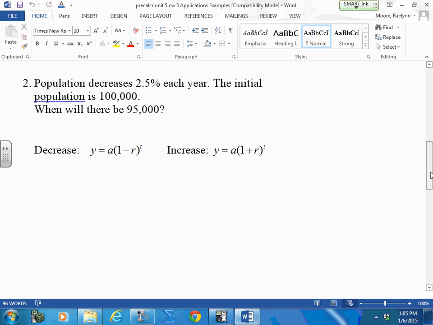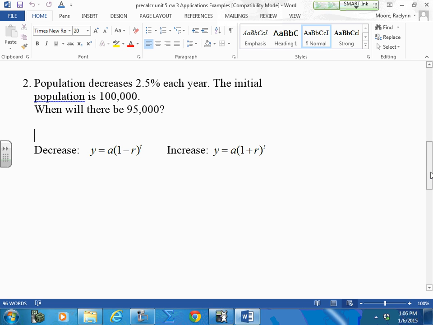I don't like anywhere. So, the population decreases at 2.5% per year. So we want to know, when will this population reach 95,000? Now, we could do it ourselves. We could take 2.5% off of 100,000. Then off of that, we could take another 2.5% off of the remaining. And we can keep doing this, or we can graph this.